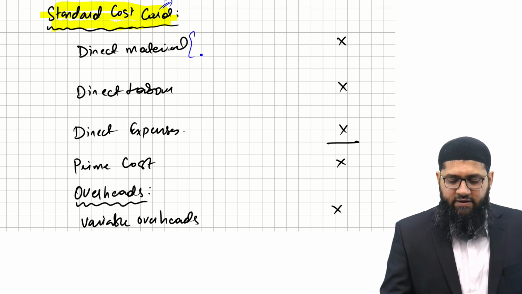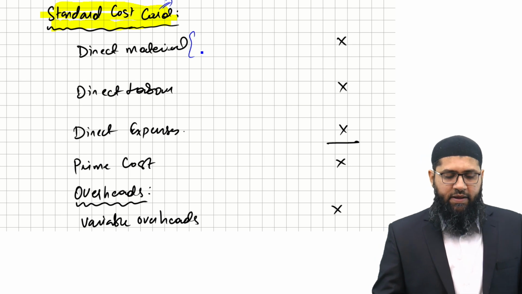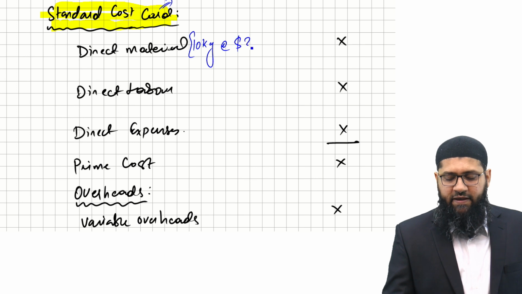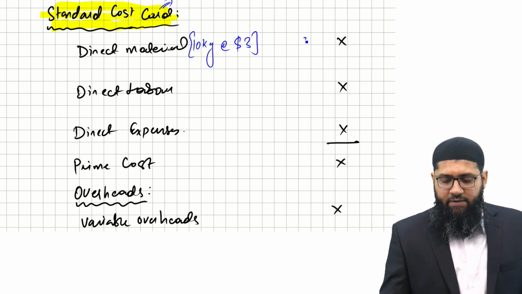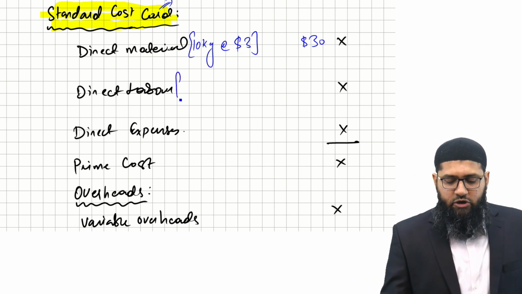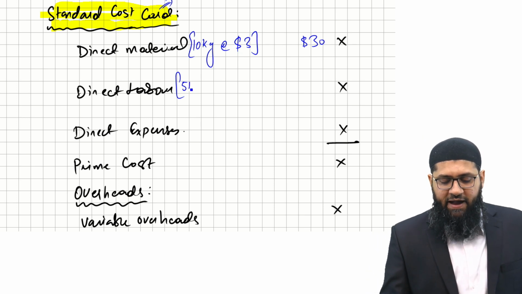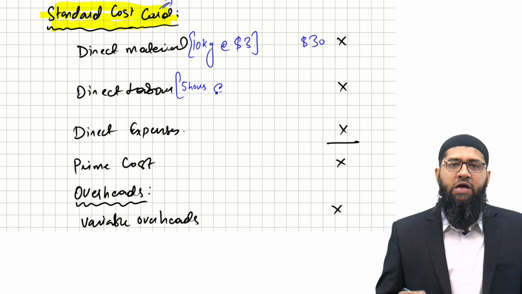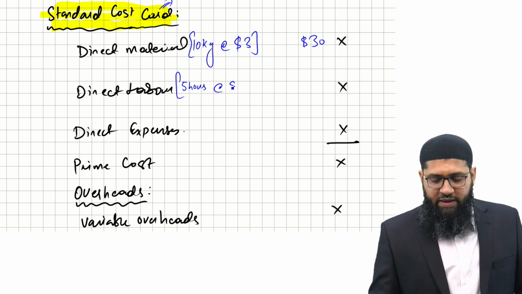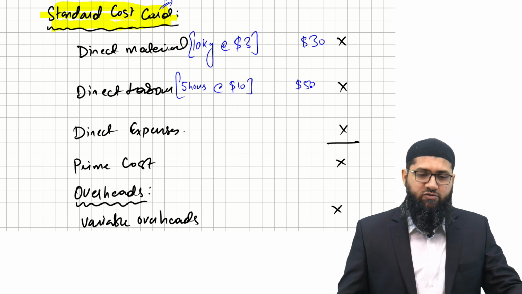Now what do I mean by a standard cost card of a product looking like this? It would read direct material: maybe a product consumes 10 kg of direct material at, let's say, $3 per kg. So that means $30 worth of direct material is being used. Similarly, for direct labor, maybe 5 hours of labor is used to manufacture this product, and the hourly rate charged by the labor is, let's say, $10. So that means $50 worth of labor is applied to this product.